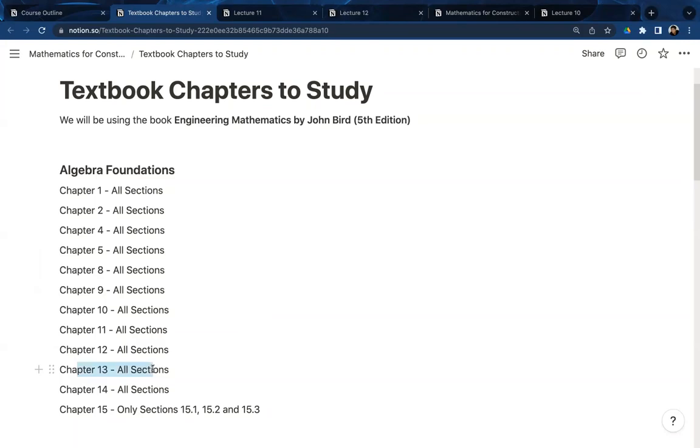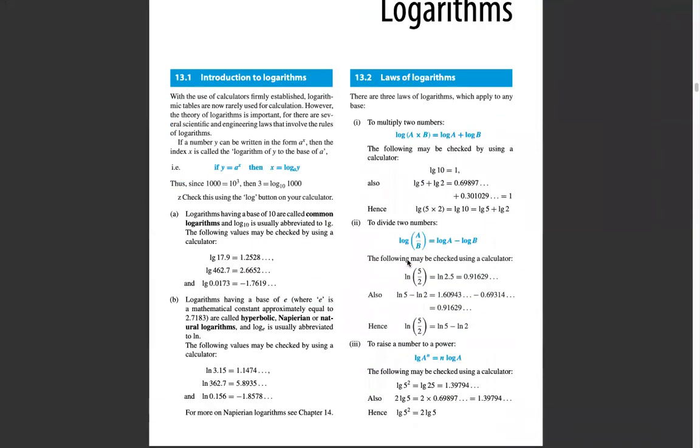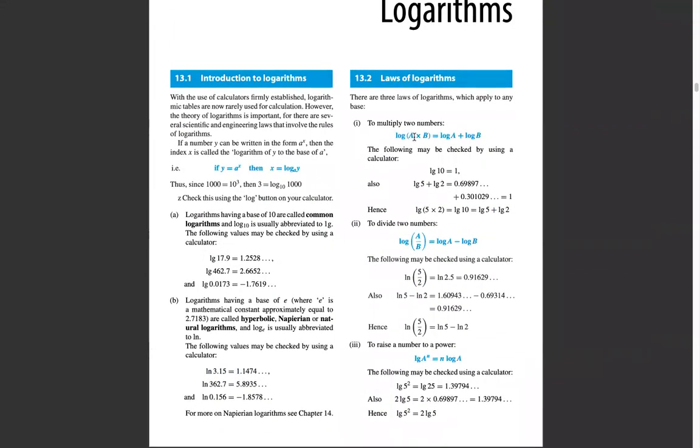So chapter 13 in the textbook is logarithms, and you could try some of the problems here, right? Natural logarithms is abbreviated. Instead of writing log to base e, they write it as ln. Okay, and you could use a calculator to find out. The next chapter has natural logarithms.